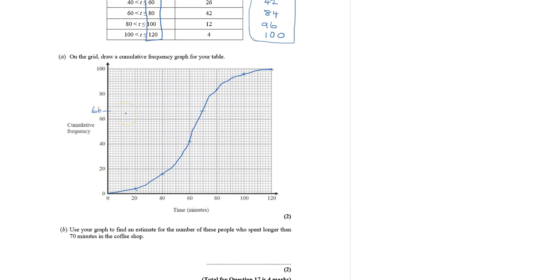Now, we know there are 100 people altogether, so if we go from this point up to here, greater than 70 means we need to have all of these people here. So 100 minus 66 is approximately 34. Now, obviously, this depends on the smoothness of your graph. So for mine, I probably went a little bit over, so it could have been slightly smaller, but there will always be a range that's acceptable in the mark scheme.